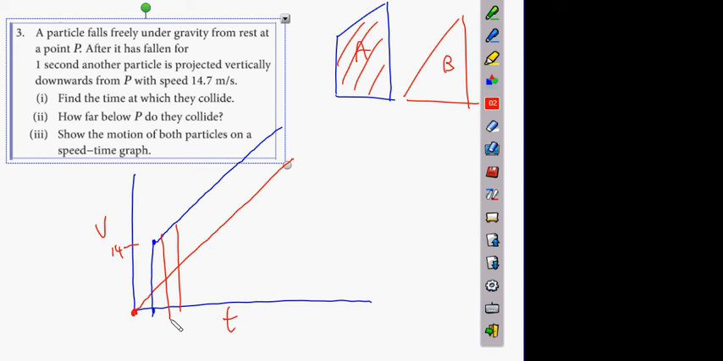Yeah. Yes? What the area of the distance is 14.7. Oh, the air.